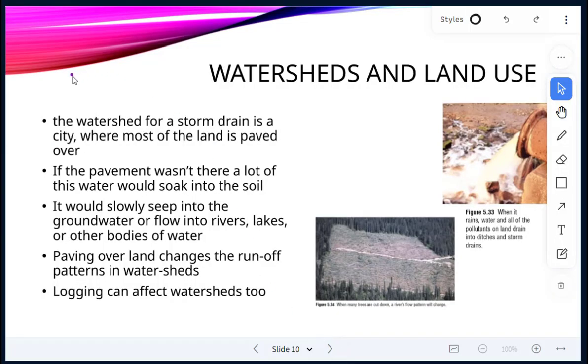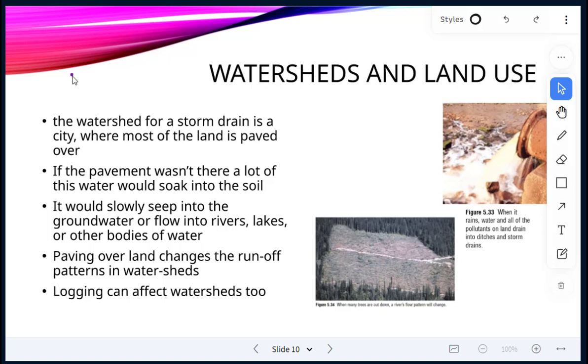Watersheds and land use. So the watershed for a storm drain is a city. That's where most of the land is paved over. If the pavement wasn't there, a lot of that water would soak into the soil. If there's pavement, then there isn't that ability for it to be absorbed. It's going to become runoff.